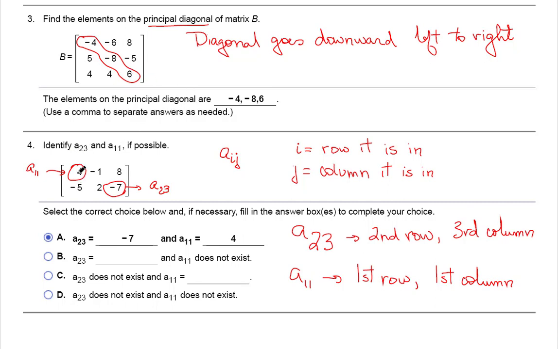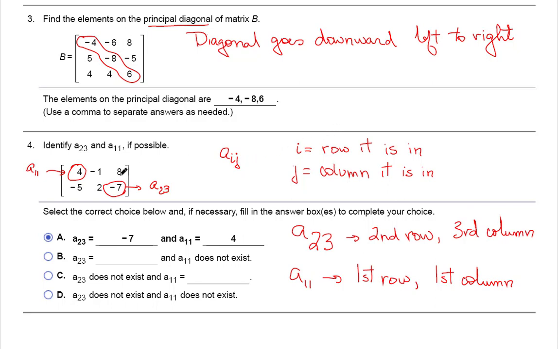Now, they ask us in question 4 to identify A23 and A11. What does all that mean? Well, if you think of it in terms of i and j, where the i says the row that it's in and j is the column it's in.